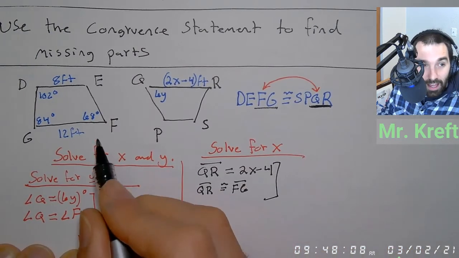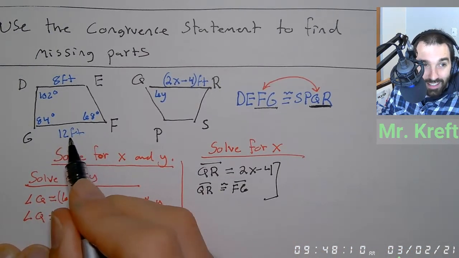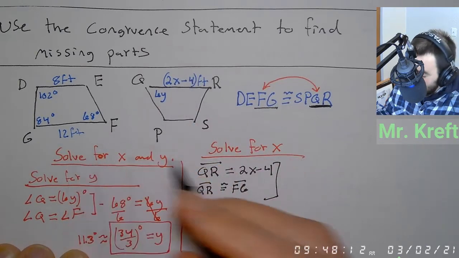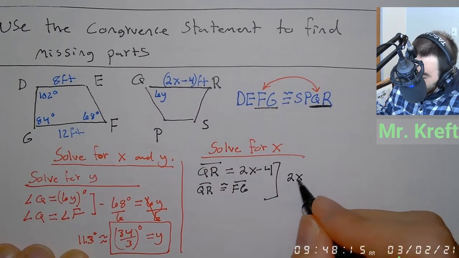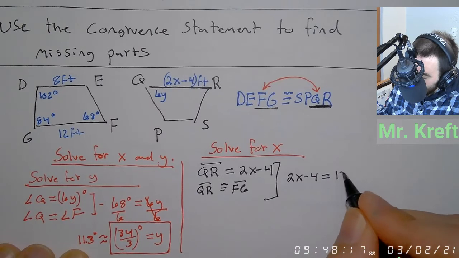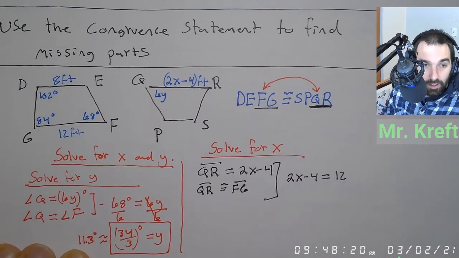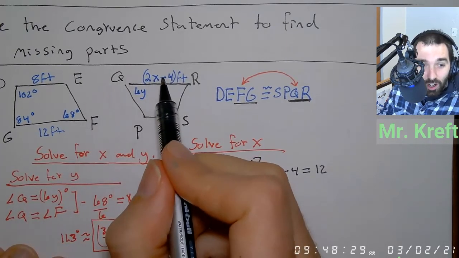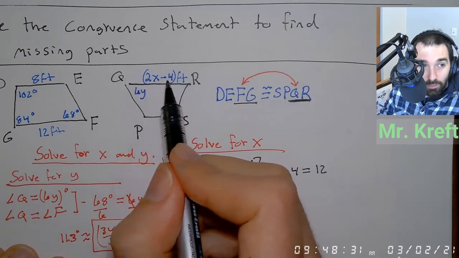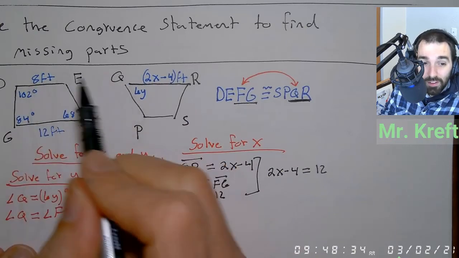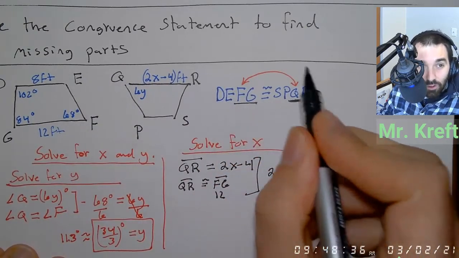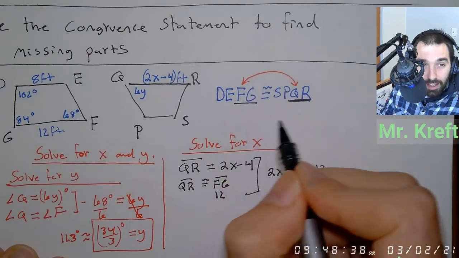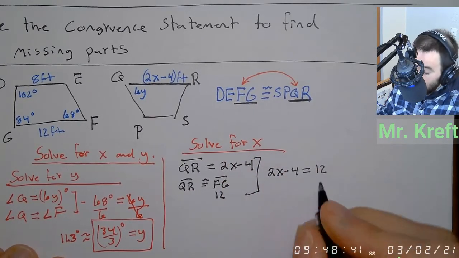So if I put these together, FG is down here on the bottom. It's 12. Okay, so I'm going to get 2x minus 4 equals 12, because FG is 12. Are you guys okay with that? A very common mistake is that people go 2x minus 4 equals 8 because they're both on the top. We have to use the congruency statement.